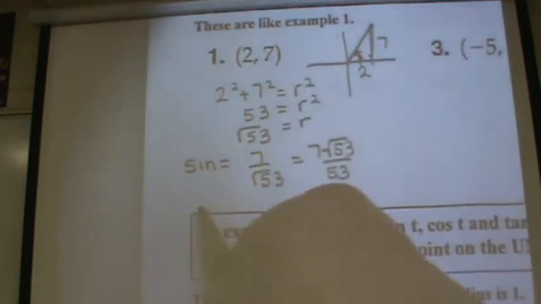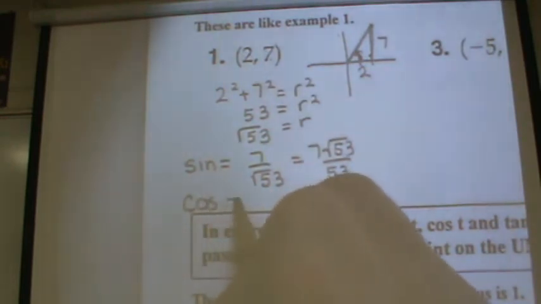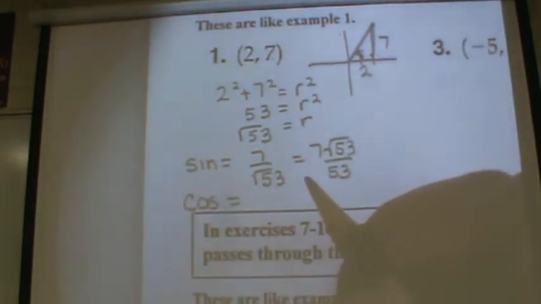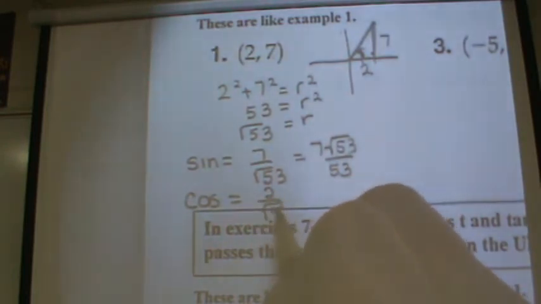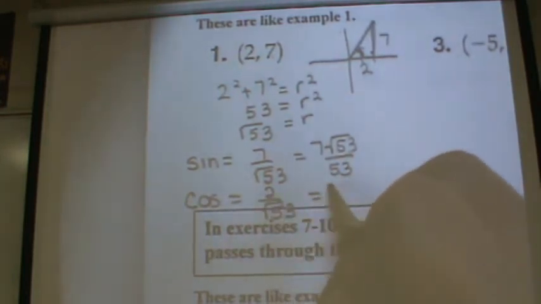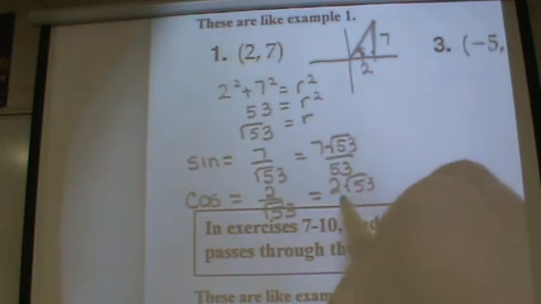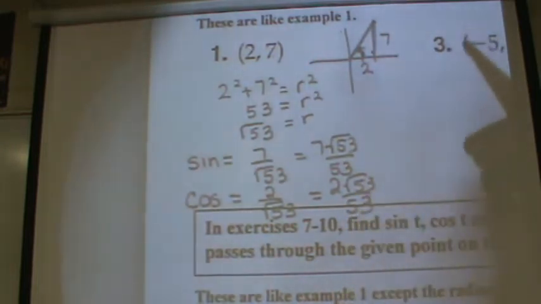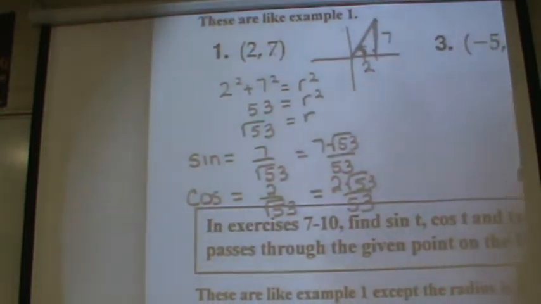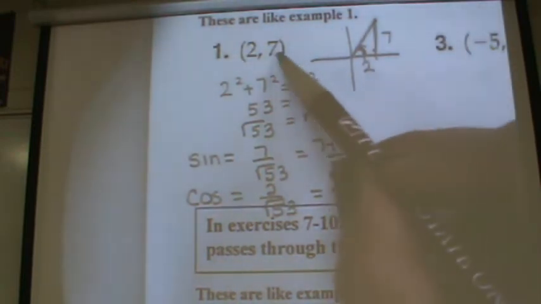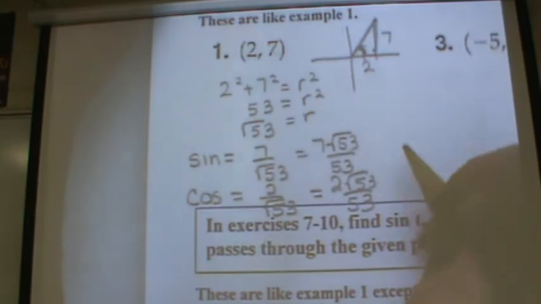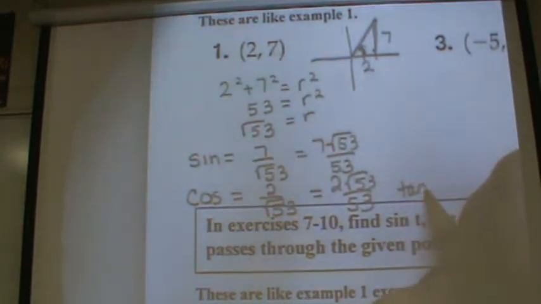What would cosine be? 2 over root 53, or 2 root 53 over 53, and I did not give you a lot of room here. And what is the tangent? Tangent is y over x, so tangent would be what? 7 over 2.